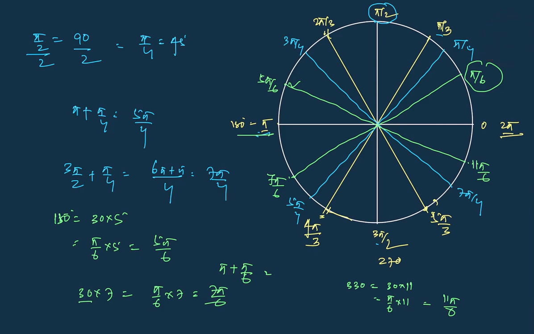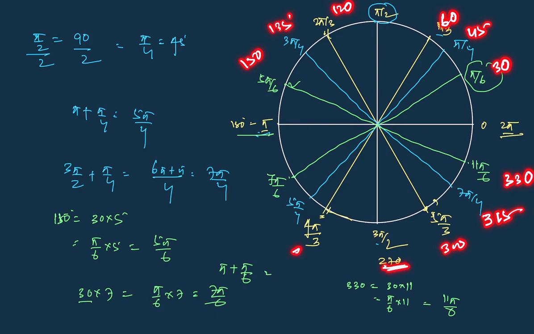2 pi by 3 means 120 degree, 135, 150. This will be 150, this will be 120, no, this is 135, this will be 150, this will be 120, and this is 60, this is 45, and this will be 30 degree, and this will be 330, and this will be 315, this will be 300, and this will be 270, this will be 240, this is 225, and this will be 210, 180. Okay, like that.